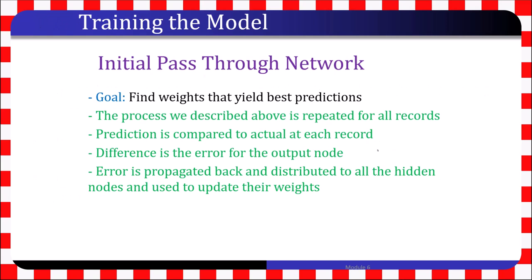Okay, now let's review how the model updates itself. So the goal of a neural net is to find weights that yield the best predictions. So the process that I described a moment ago is repeated for all records, and the prediction is compared to the actual at each record, and we calculate the error. And then the error is propagated back and distributed to all hidden nodes and used to update their weights as follows.